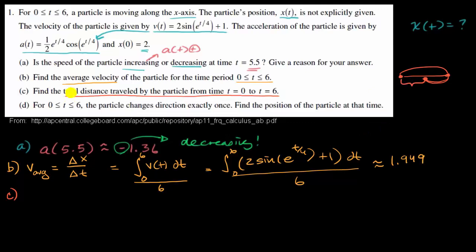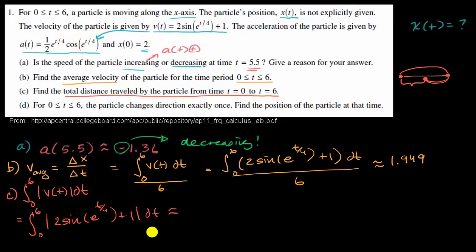So if you want to figure out distance, what you want to do is take the integral of the absolute value of velocity. You could think about it as you're taking the integral of the speed function. So this is just going to be the integral from 0 to 6 of the absolute value of v of t dt. And then we can type this. Actually, let me just write it out since you would want to do this if you're actually taking the test. So it's the integral from 0 to 6 of the absolute value of 2 sine of e to the t over 4 plus 1, close the absolute value, dt, which is going to be approximately equal to.